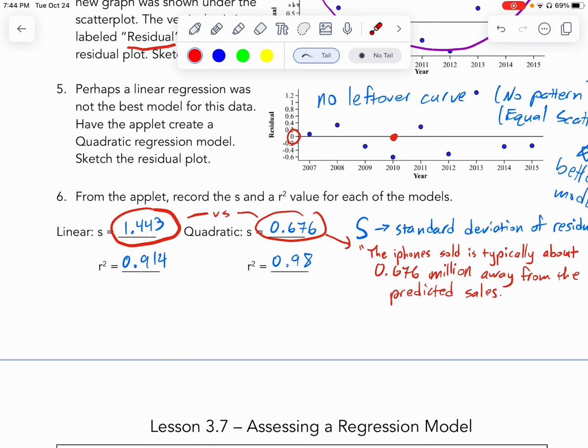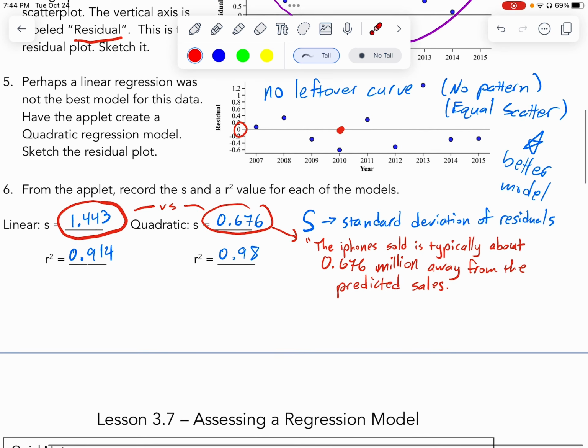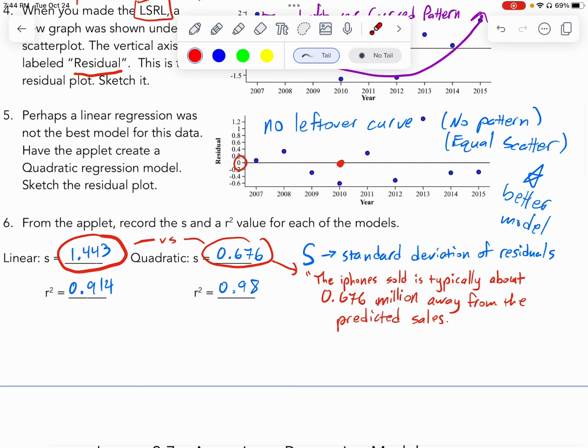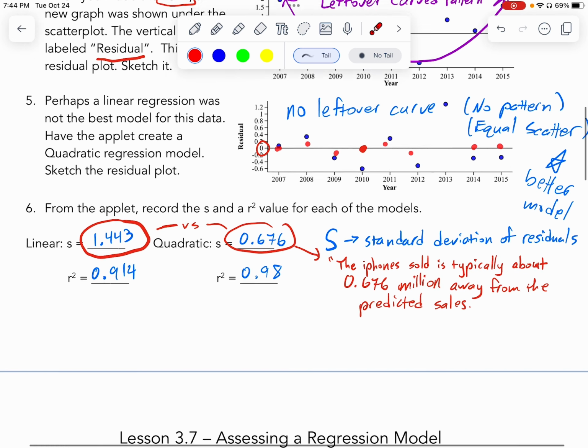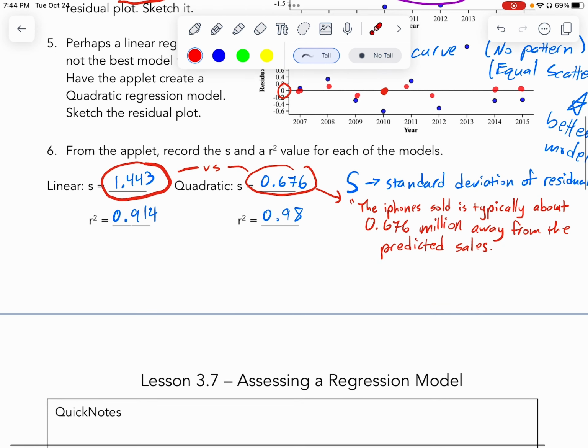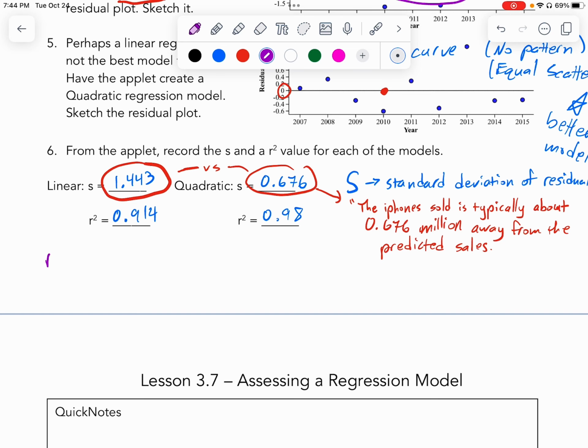That's not good. I want a better model, which will have a smaller S, a smaller standard deviation of the residuals. And if it's a smaller standard deviation, these dots will get closer to the line. Okay. And then they both give you R squared. R squared is something else we need to discuss. It has a slightly different meaning.